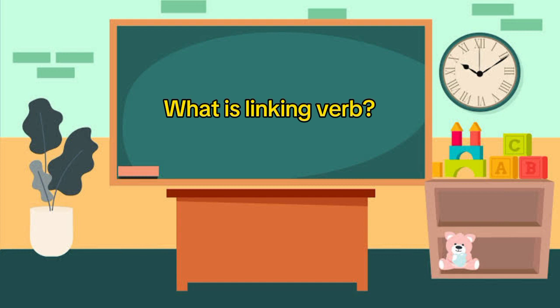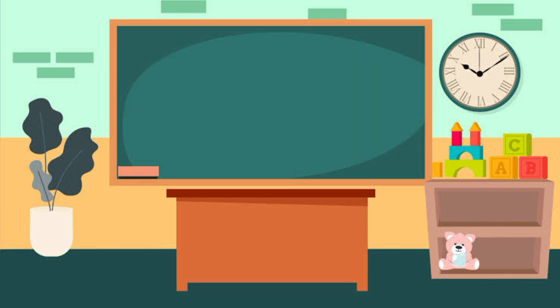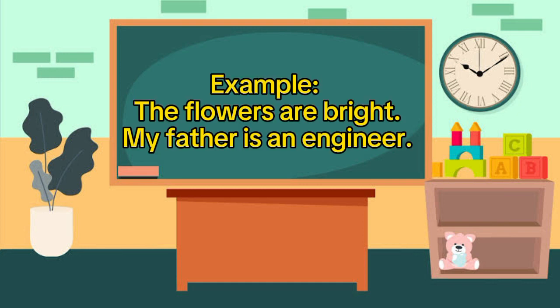What is a linking verb? It links or connects the subject with a noun or adjective in the predicate that names or describes the subject. Let us evaluate the following sentences. First example: The flowers are bright. The second example: My father is an engineer. In sentence number one, the subject is flowers. The verb is are, which is our linking verb, and it connects the adjective bright. In sentence number two, the subject is father. The verb is is, which is our linking verb, and it connects the word engineer, which is a noun.